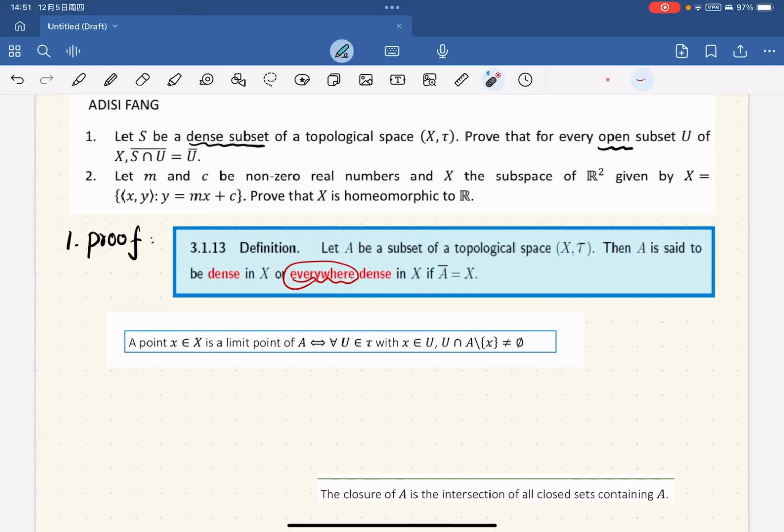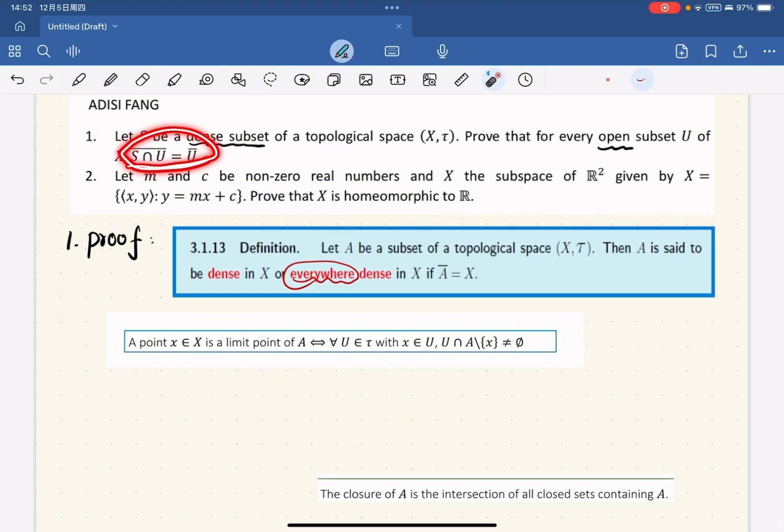Hello everyone, today I'm going to share two exercises related to topology. Let's start with the first one. Let S be a dense subset of topological space (X, tau). Prove that for every open set U of X, the closure of the intersection of S and U is equal to the closure of U.